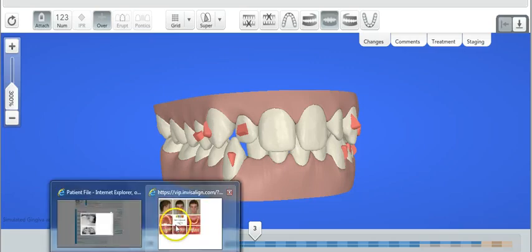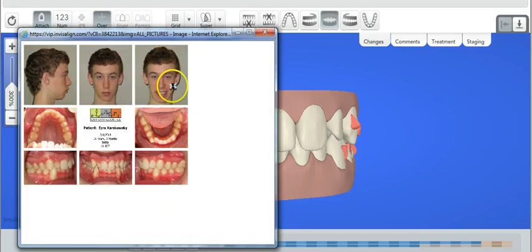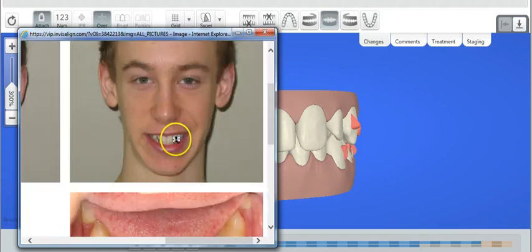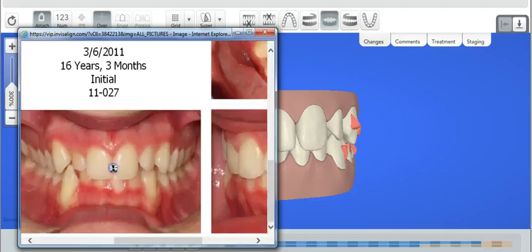When we look at the pictures of the patient, we want to limit the amount of intrusion of the upper anteriors, yet we do have a very deep anterior overbite, so we'll want to intrude the lower anteriors more to level the curve of Spee in the lower and thus be able to create the proper occlusion.